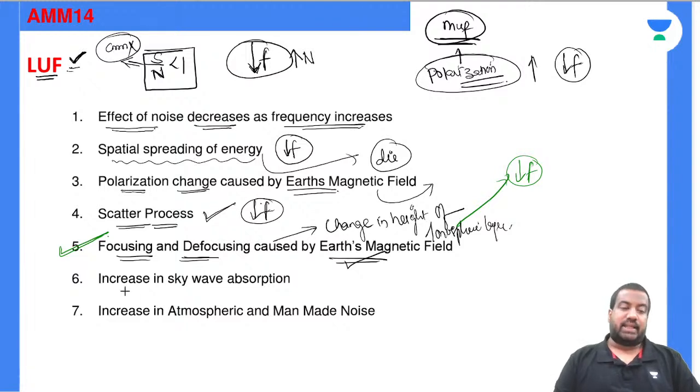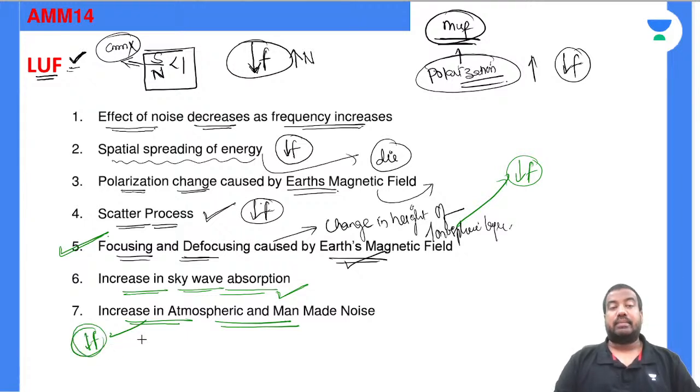As the frequency decreases, skywave absorption increases. Absorption of skywaves increases. Also, the man-made noise and the atmospheric noise increase as the frequency decreases. So all these factors put together will keep a limit on the least usable frequency. You cannot decrease the frequency according to your will and wish. Is that clear?